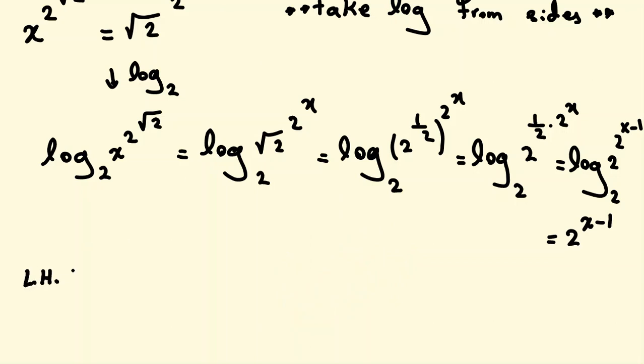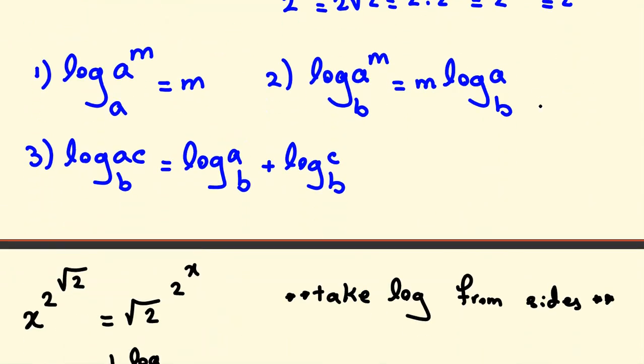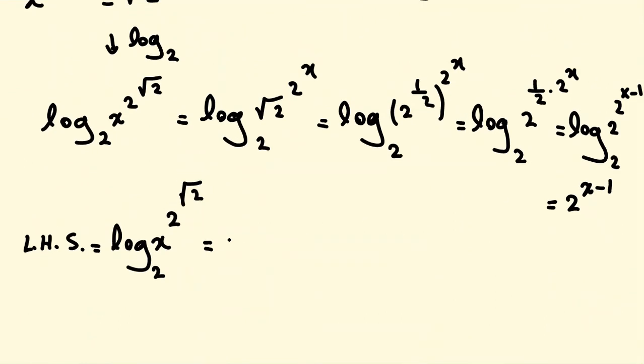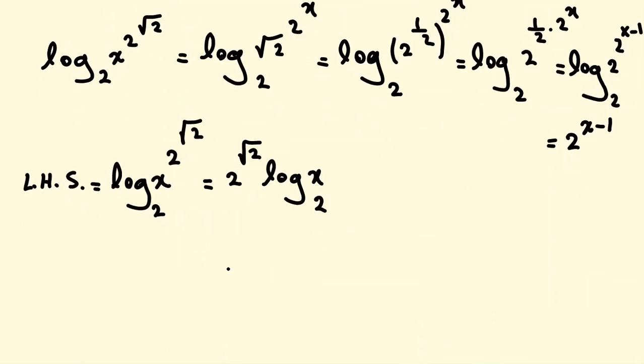If I focus on the left hand side, I can say log of x to the power of root 2 in base 2. I said a rule in the beginning: here it is log a to the m, you can take m in front of the logarithm. So here I use that rule. It will be root 2 times log x in base 2. So here I conclude root 2 log base 2 of x equals 2 to the power of x minus 1.